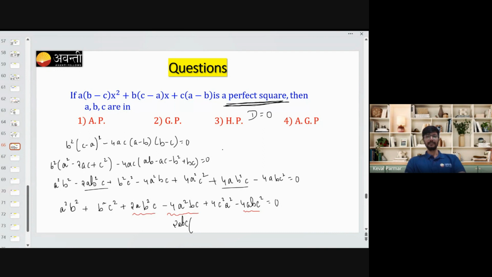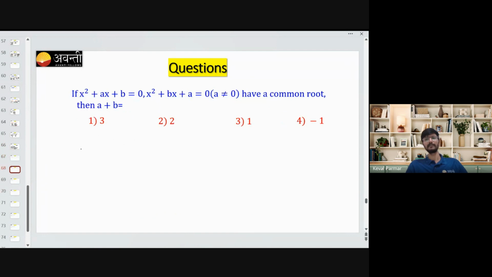For ABC, here we will be left with B plus 2A plus 2C. B minus 2A plus 2C. So B minus 2A plus, okay, never mind. I'll let you know this question.